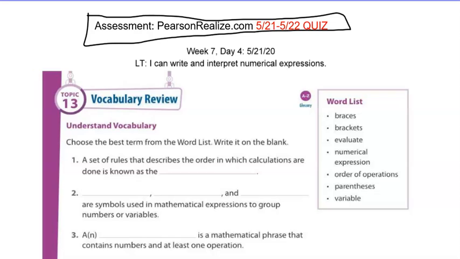Again, you will not have an online assignment listed for tomorrow's date. It will be this assignment. So please make sure that you're getting it started today and finished tomorrow.